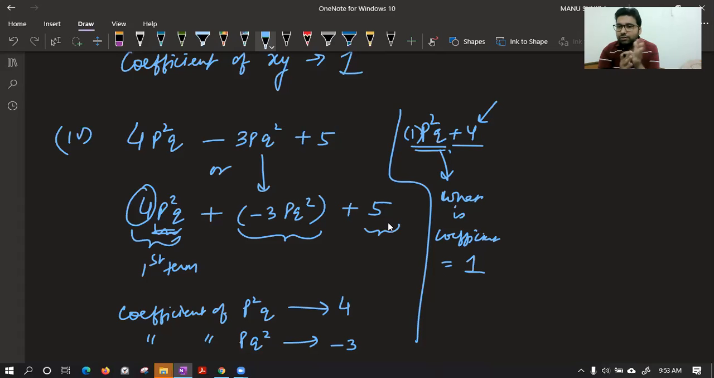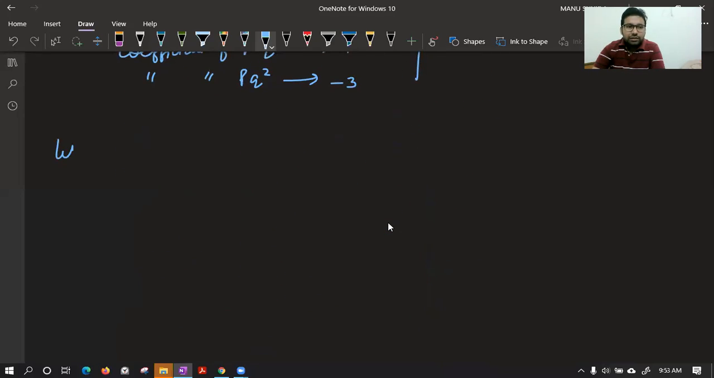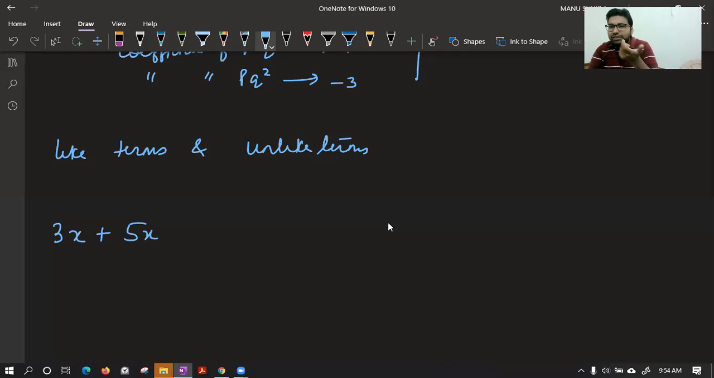So what is a like term and what is an unlike term? Okay, please see. Like terms and unlike terms. You tell me, if I have 3x plus 5x, are these two like terms? Yes, they are like terms.